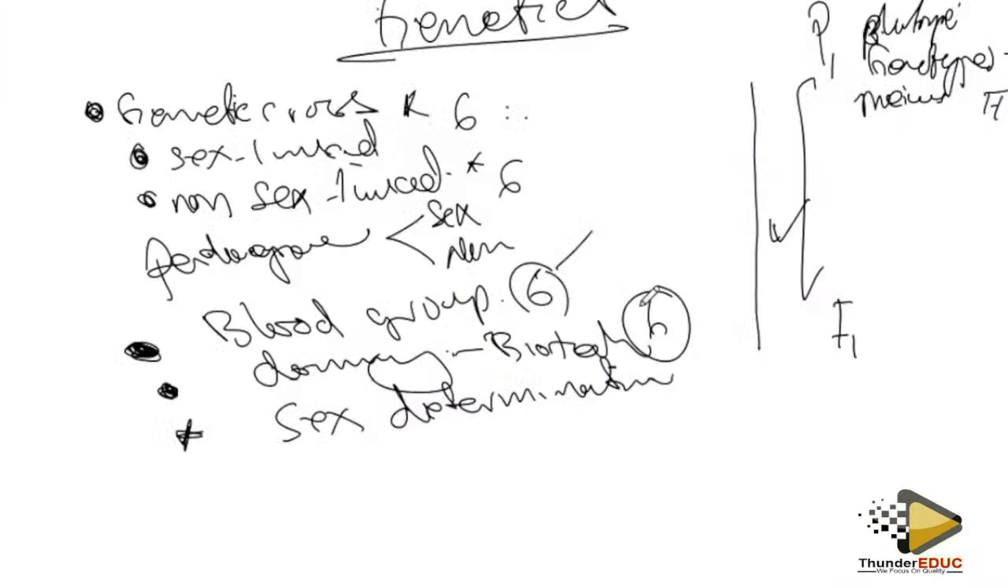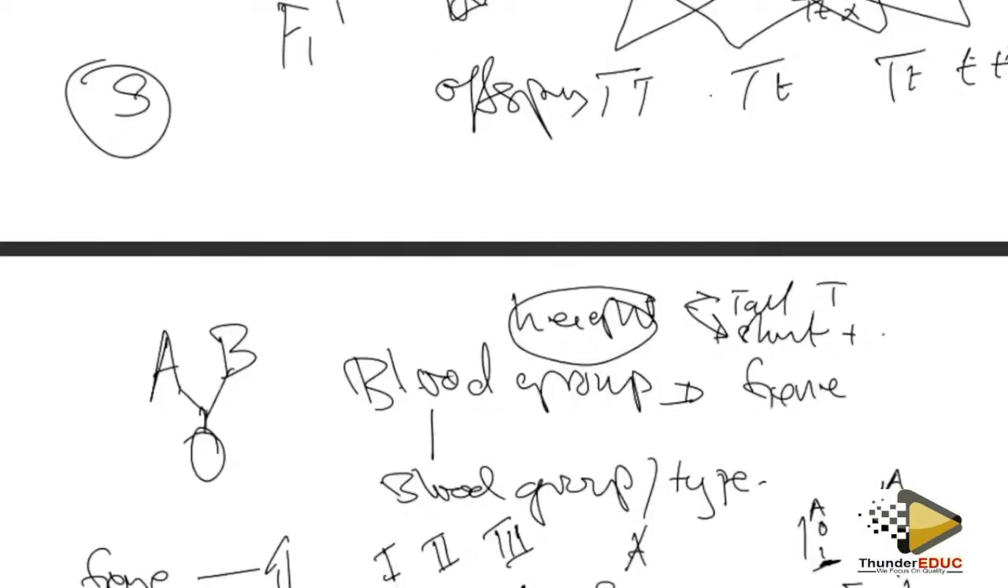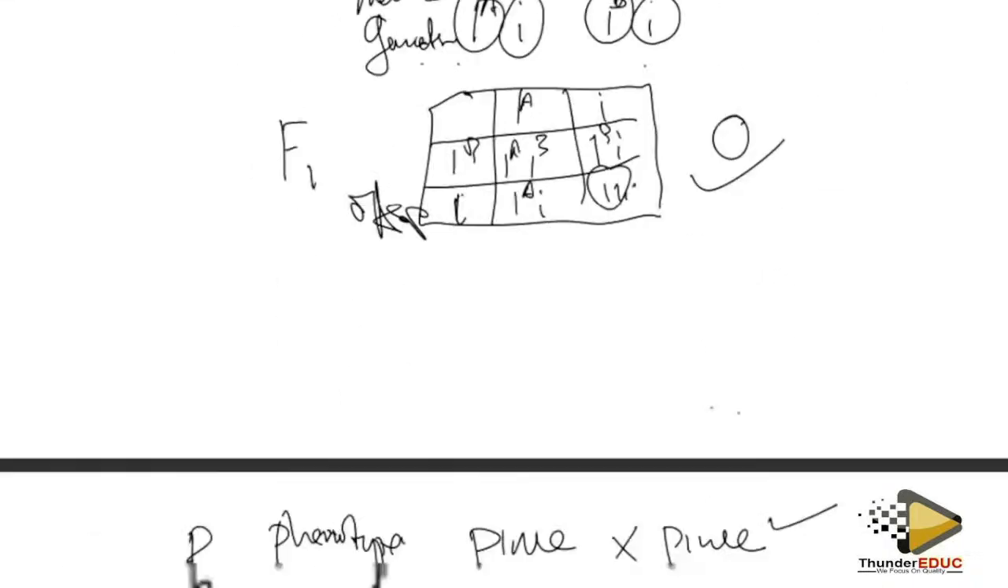Let's continue. So we are done with this. Sex determination and biotechnology. How do I explain sex determination? Sex determination is like describing a karyotype. When asked to describe sex determination, it's like describing a karyotype. But here, if they ask you for the genetic cross, you have to do the cross.